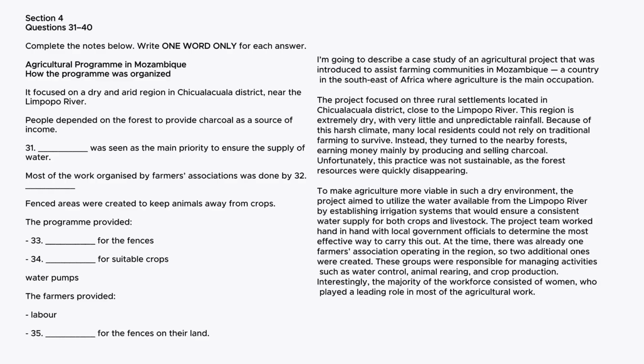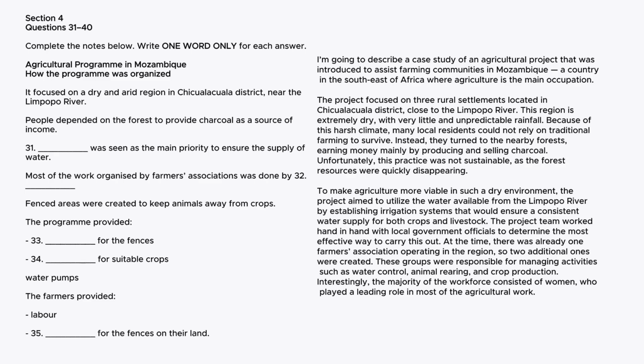Because of this harsh climate, many local residents could not rely on traditional farming to survive. Instead, they turned to the nearby forests, earning money mainly by producing and selling charcoal. Unfortunately, this practice was not sustainable, as the forest resources were quickly disappearing.